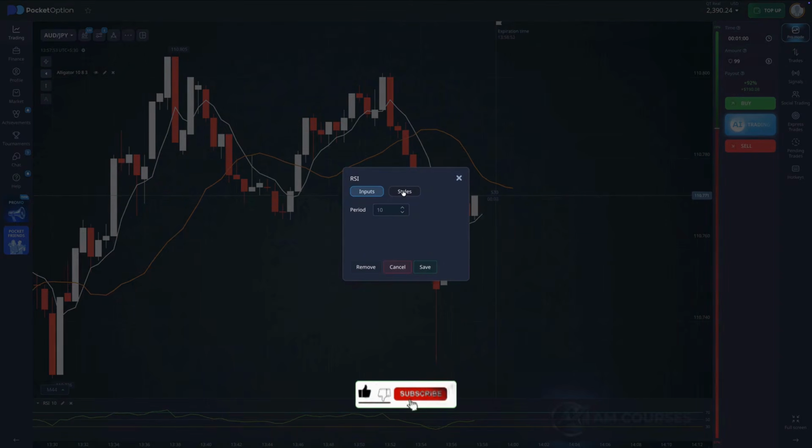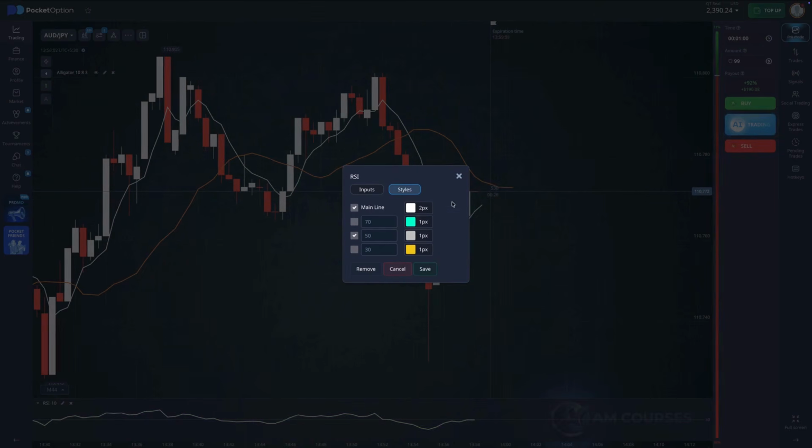Second indicator, the RSI. Set the period to 10, then go to Style, and turn off the 70 line and the 30 line, both of them. Keep only the 50 line. Now this part is important, so stay with me.